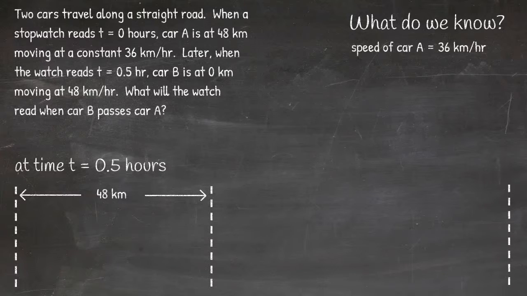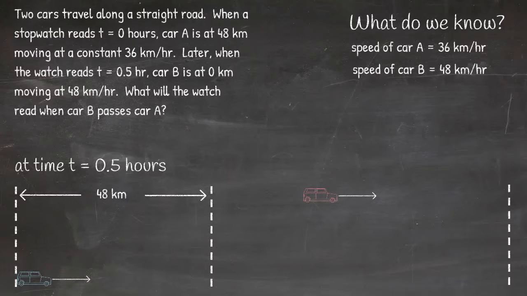At time 0.5 hours, it's 30 minutes later, the red car has continued on its journey at 36 kilometers per hour, so it's no longer 48 kilometers away, but further along the path. But at that time, car B, the blue car, will start from the 0 point and travel at 48 kilometers per hour.